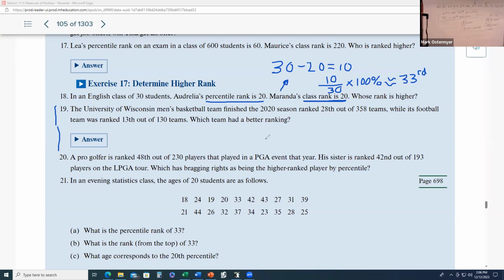All right, here's what you have to do, ladies and gentlemen. I'm going to give you a hint. You have to convert this 28th ranking into a percentile rank for the basketball team, and then convert this 13th ranking into a percentile rank for the football team. Then just compare the percentile ranks to determine which team had a better year. Go ahead and do that. We'll call that classwork number 19.